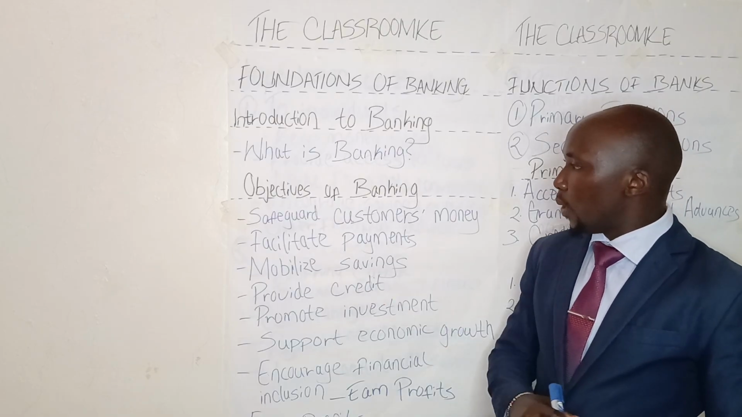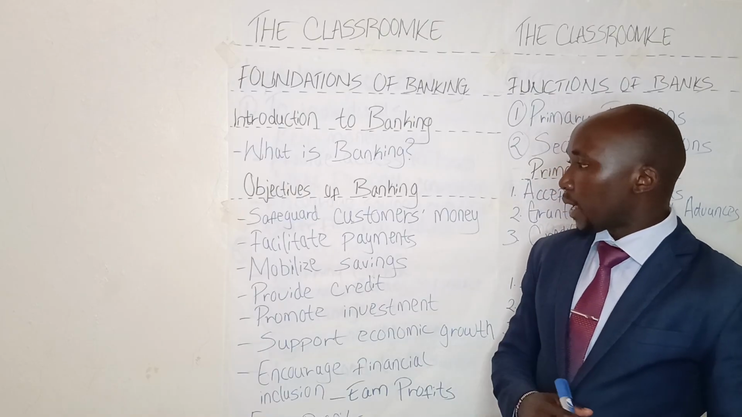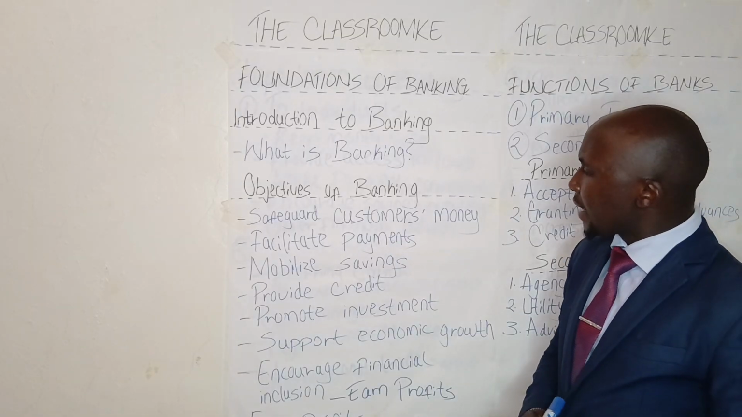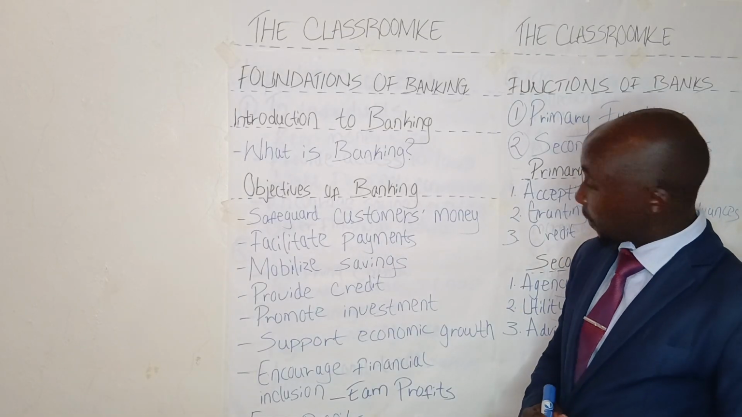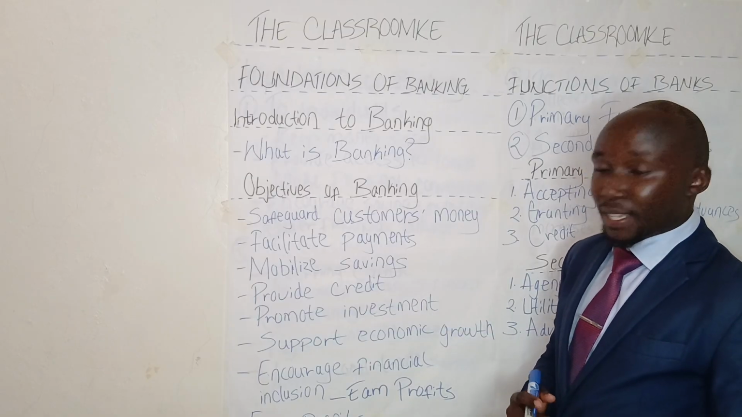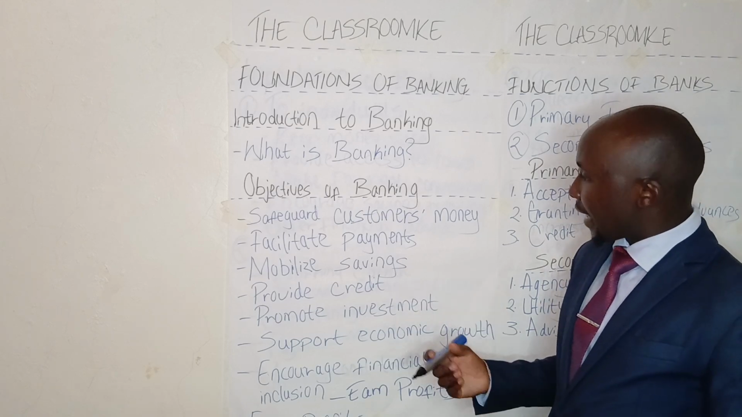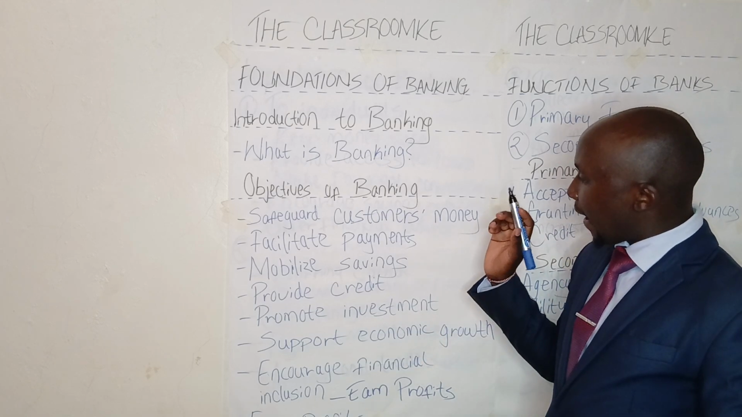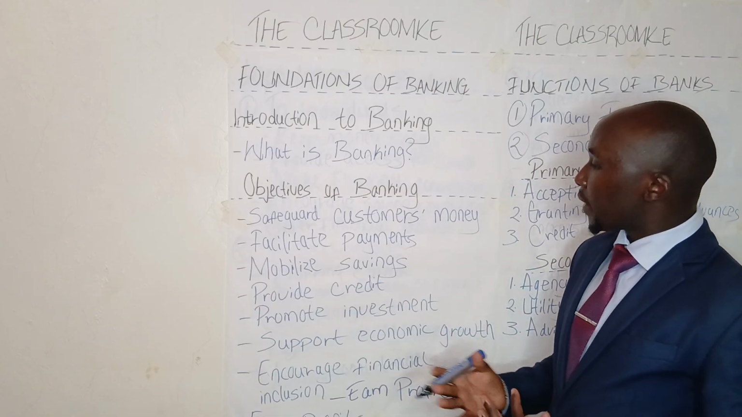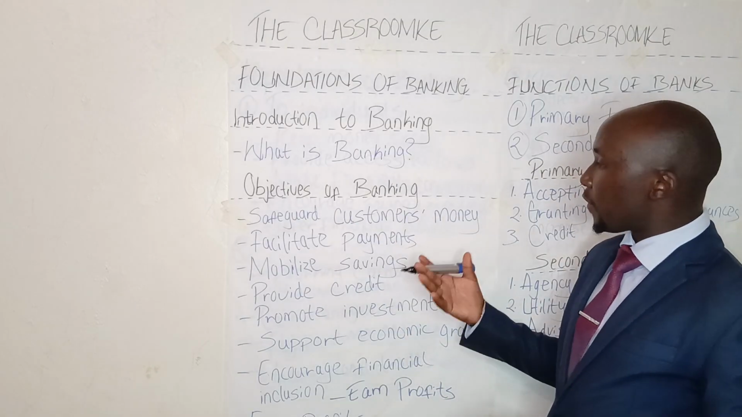Now, banks exist to achieve different objectives, and we are going to look at them briefly. Number one is that banks safeguard customers' money. Banks have advanced security systems, they have insurance, and they have regulatory safeguards that make sure that customer funds are safe, secure, and accessible. The customers are guaranteed that their money is safe when it is in the bank.